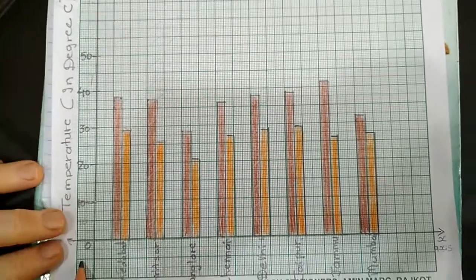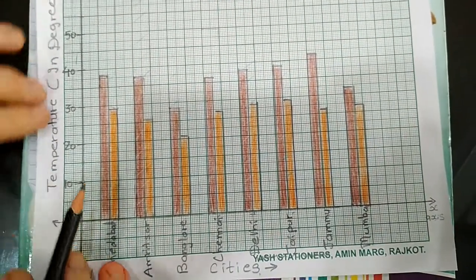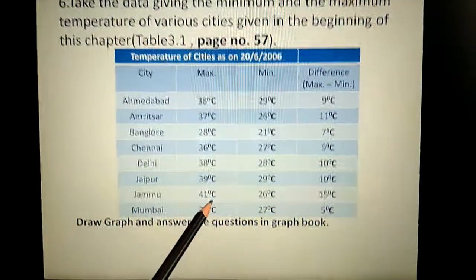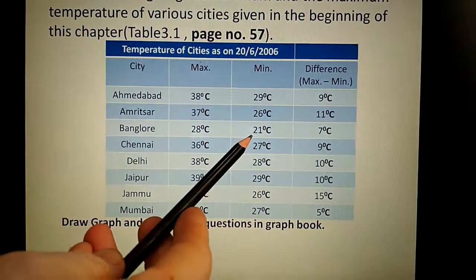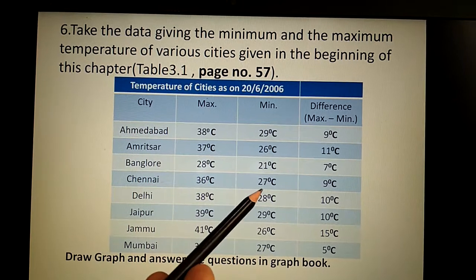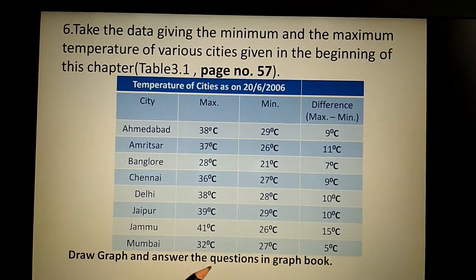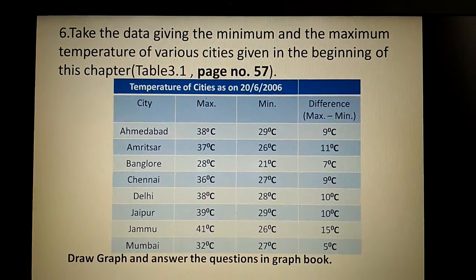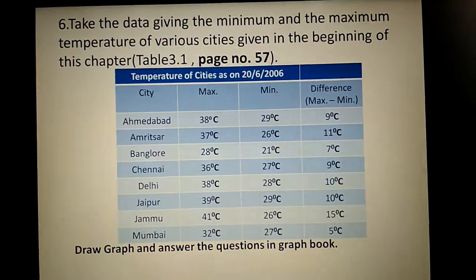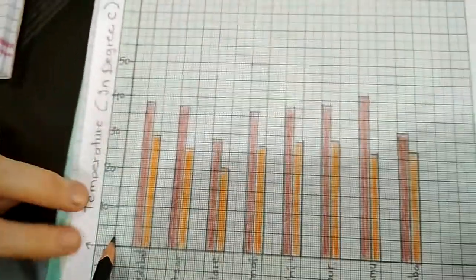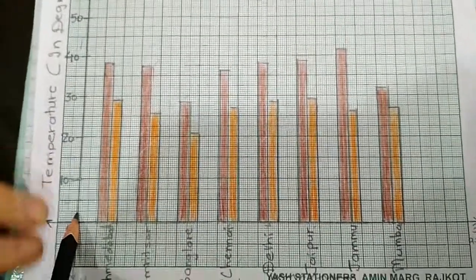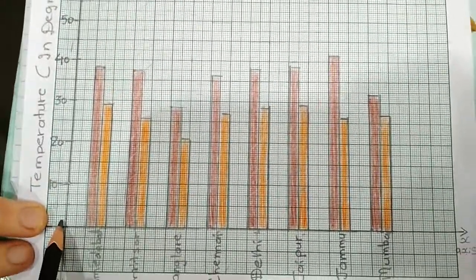Now let us decide the scale. Here we are given the maximum temperature 41 degrees Celsius and minimum temperature is 21 degrees Celsius. We have to select the scale according to this, so that we get the maximum as well as minimum temperature on the same graph, and that is the reason we call it a double bar graph.